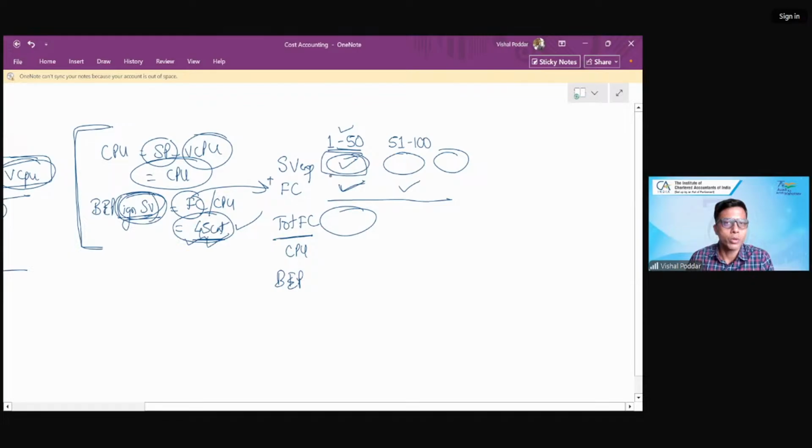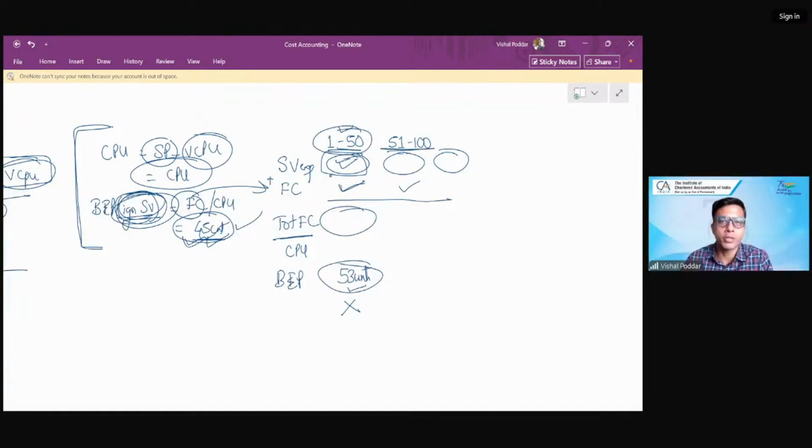Now, let us say this answer is coming as 53 units, right? Definitely it has to be higher than 45 because now semi-variable is considered, which was ignored here, right? Had it come 53, I would have said this is not the right BEP, because 53 is outside the range of this. The moment I have to manufacture 53, I fall in this range where the semi-variable would be higher. So I will not consider this 53 as my answer.